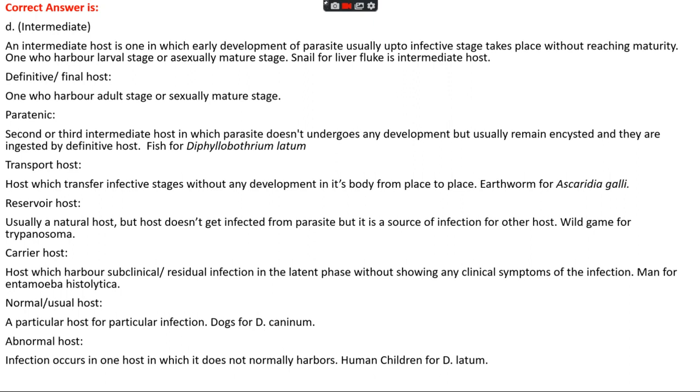Normal and usual host, like this is a particular host for a particular infection. Like for Dipylidium caninum, dog acts as a normal or usual host. Abnormal host, that is infection which occurs in a host in which it does not normally harbor, it is not normally present. Like for Diphyllobothrium latum, human children act as an abnormal host.